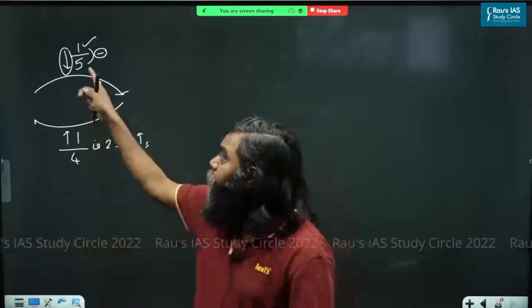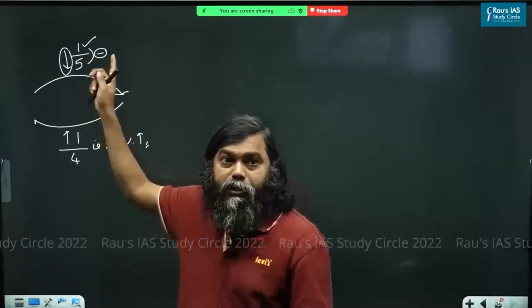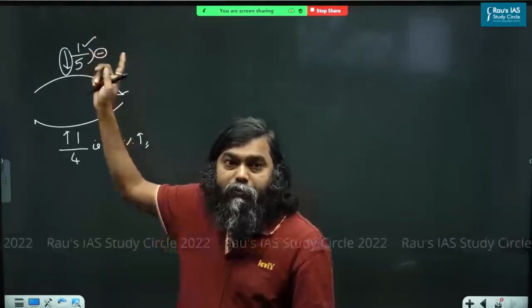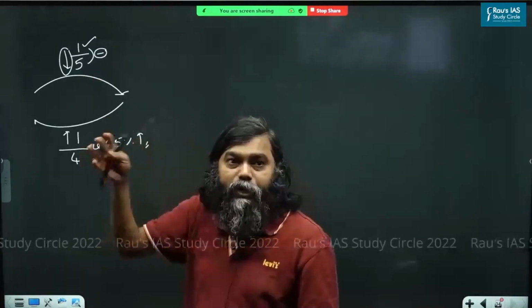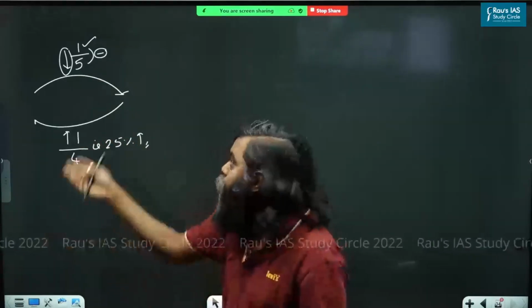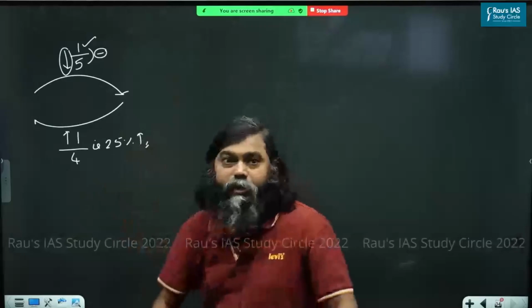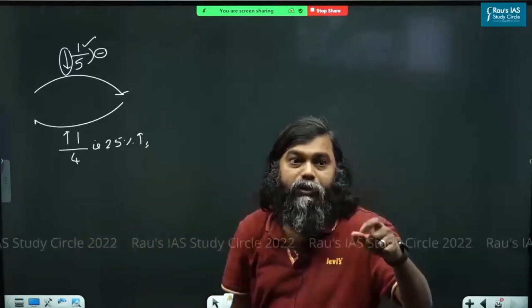I never use the word numerator minus denominator. I never use the word denominator minus numerator. I am using the word difference: wherever bigger value minus wherever smaller value. So 5 minus 1, 4, that only I am writing. Are you understood?